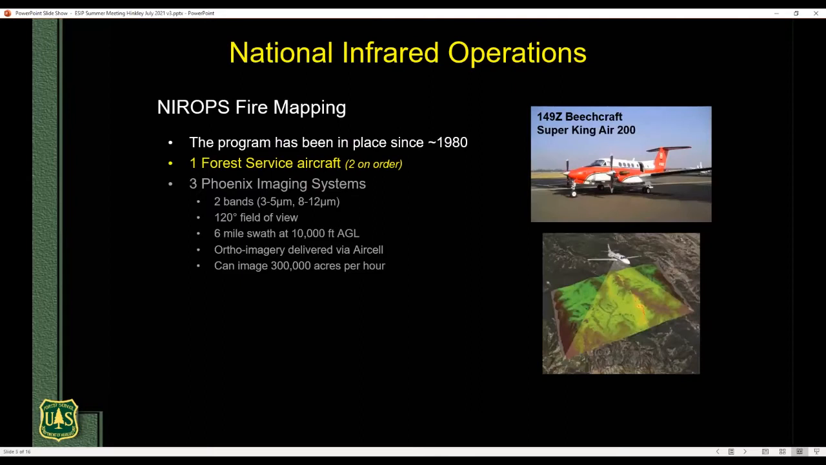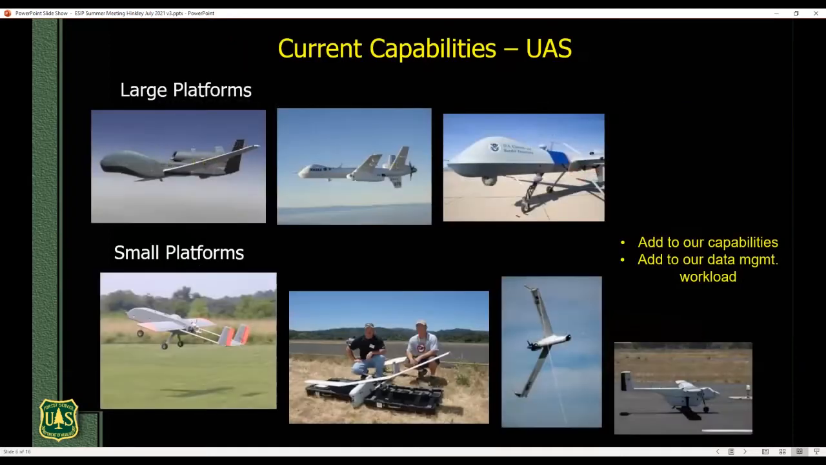So this is our single fire mapping aircraft now. We used to have a Citation jet, but it went out of service a year and a half ago. We have 2 on order. They have Phoenix line scanning systems on board that do the bulk of the fire mapping during the fire season. And like I mentioned, we are starting to use UAVs, not the big ones at the top, but the smaller platforms, which tend to be more useful. Although we do occasionally use some of the Predator-based aircraft on loan to us.